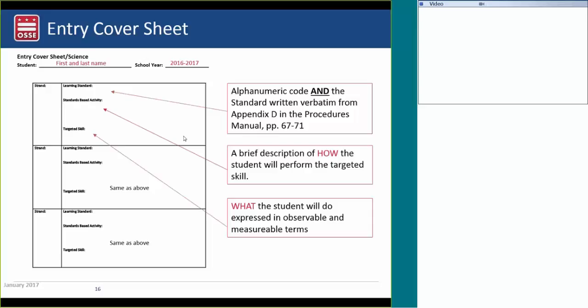Many people use the suggestions that are available in the entry points document. You are welcome to use those, but they need a little bit of enhancement. Don't just write the phrase that is given in the entry points because it's not complete. Okay? Observable and measurable terms. During the portfolio development webinar, some time was spent on how to write those targeted skills. So if this was an eighth grade entry cover sheet, the strand would say matter and reactions, 8.3.2, and then the text of the learning standard. You can take it verbatim from either the entry points or Appendix D.